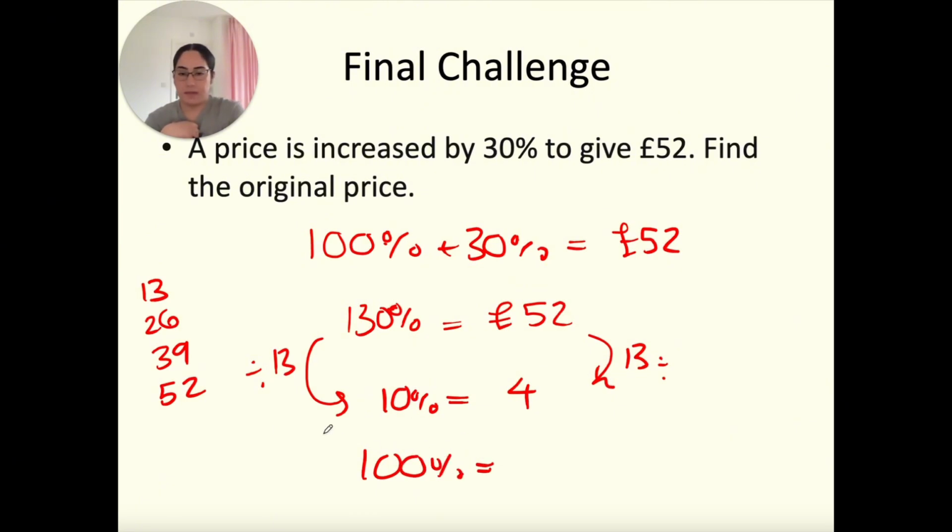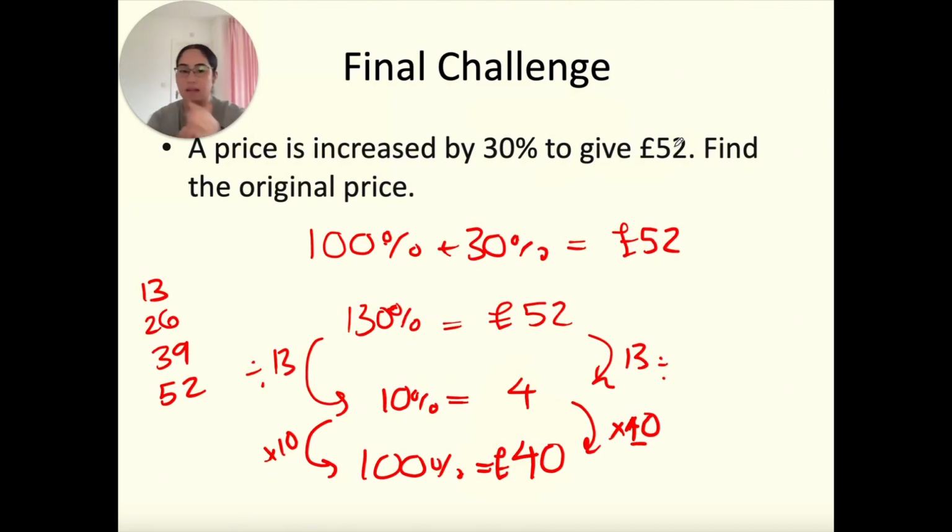So then we go from 10 to 100% rather than 130, which is what we started with. To do that, we're going to times that by 10. We're going to multiply our number by 10 as well, which, sorry, that's meant to be 4, and that gives us 40. So the original price of the item, whatever it was, was £40, and then there was a 30% increase, which increased it up to £52.